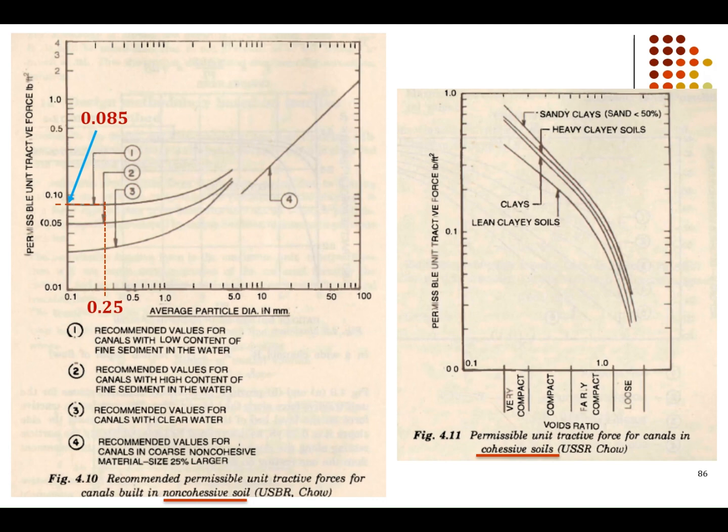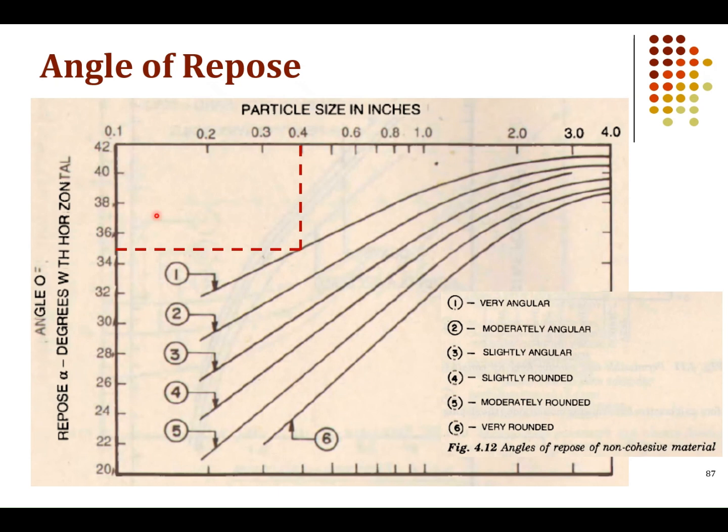Okay, moving forward, this graph will give you angle of repose. So based on the particle size in inches, which is on the x-axis, you can calculate from here the angle of repose in degrees. So you just have to select the appropriate curve. For example, this number 1 is for very angular, 2 is for moderately angular, and for example, number 6 is for very rounded. So it means that you should know what is the size and the shape of your particle. And for that purpose, you will have to do some geotechnical testing before you can begin the design.